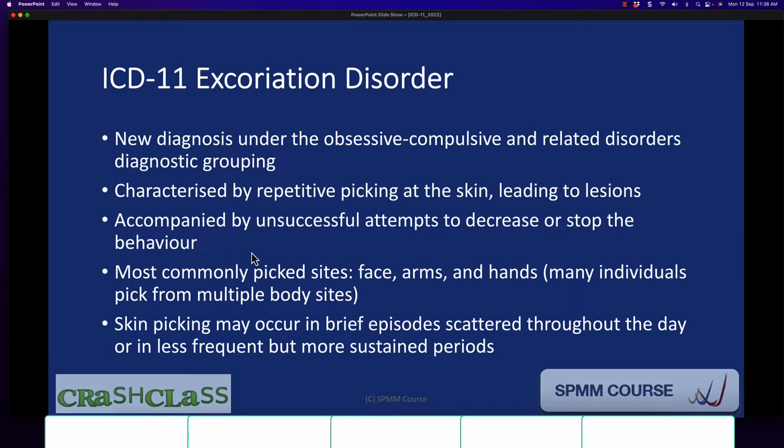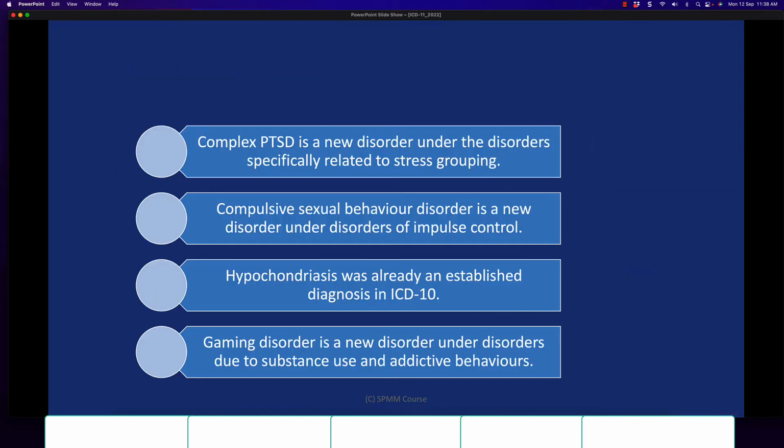Most commonly, the picked sites are face, arms and hands. Skin picking may occur in brief episodes, scattered throughout the body, or in less frequent but more sustained periods. Complex post-traumatic stress disorder is a new disorder under the disorders specifically related to stress grouping.